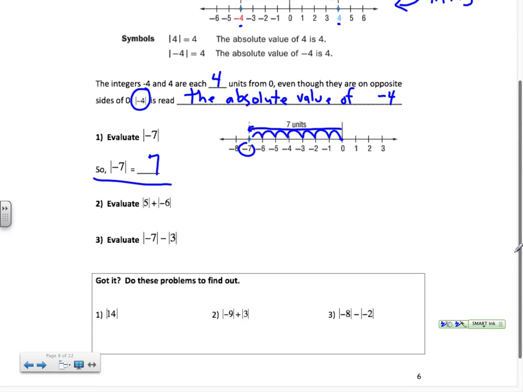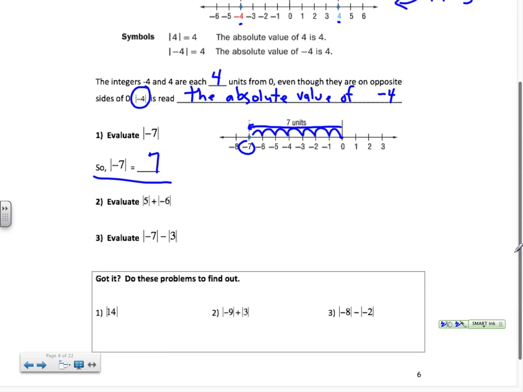Number 2, evaluate. That means solve it. What is the absolute value of 5 plus the absolute value of -6? If we took out those absolute value symbols, we could solve this real easy. So the absolute value of 5 is 5. Then I have my plus sign. The absolute value of negative 6 is 6. And now I solve it like a regular addition problem. 5 plus 6 is 11. So the answer is 11.